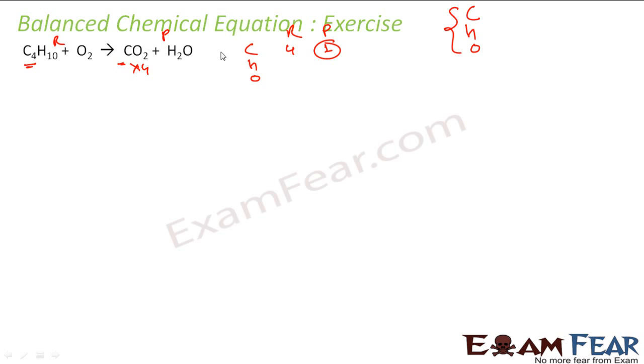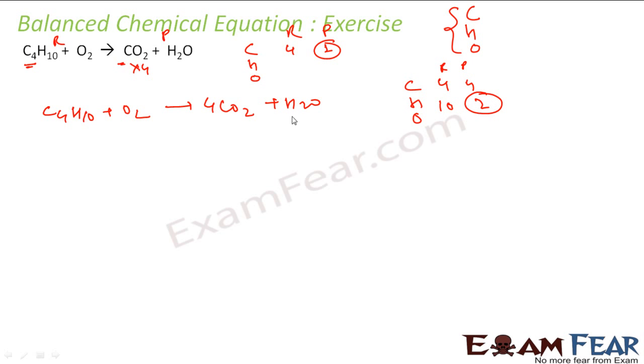So let's multiply this with 4, right? So you get 4. It becomes C4H10 plus O2 gives 4 CO2 plus H2O. Now let's again compare the numbers here. CHO, this becomes 4, and in the product we have 4. The carbon is balanced. Next is hydrogen. We have 10 here. We have 2 here. Correct? So that means we multiply this with 5. So what you get is C4H10 plus O2 gives 4 CO2 plus 5 H2O.